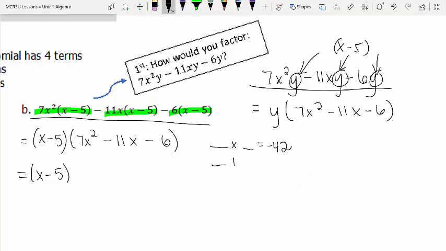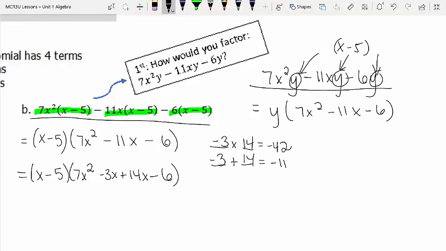Those same two numbers have to add together to get negative 11. So what are the two numbers? Okay, it's negative 3 and 14. Now we replace that middle term with those magic numbers. So instead of writing negative 11x, I'm going to write negative 3x and 14x.